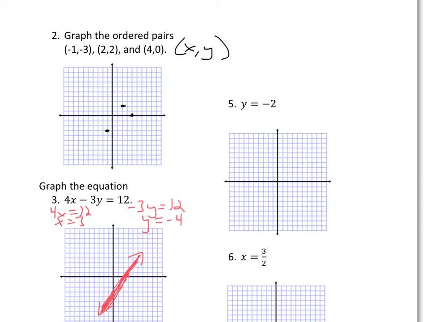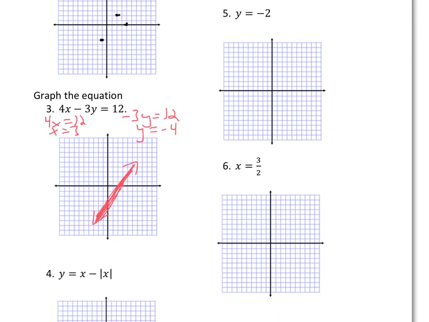Last two is just a review quickly of what these special ones look like. Remember, y is horizontal, so you just need to go down 2 and go straight across. Bam. And x equals 3 halves. To the right, 3 halves. Oh, that's not 3 halves, that's 2. To the right, 3 halves.